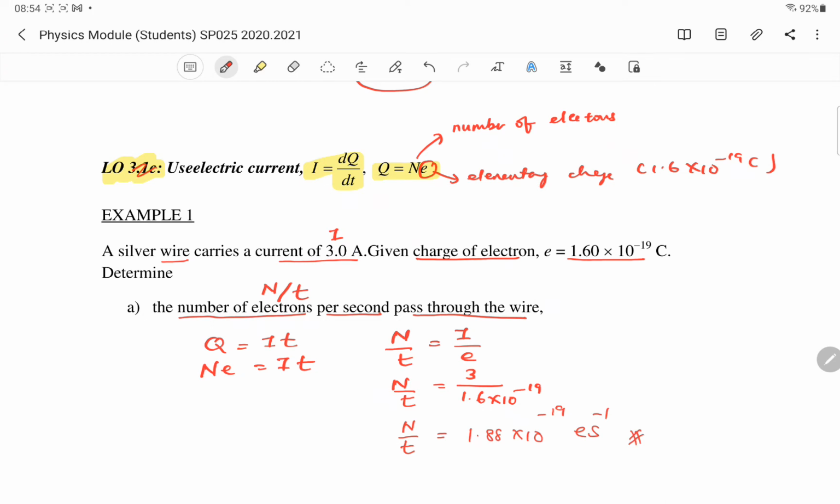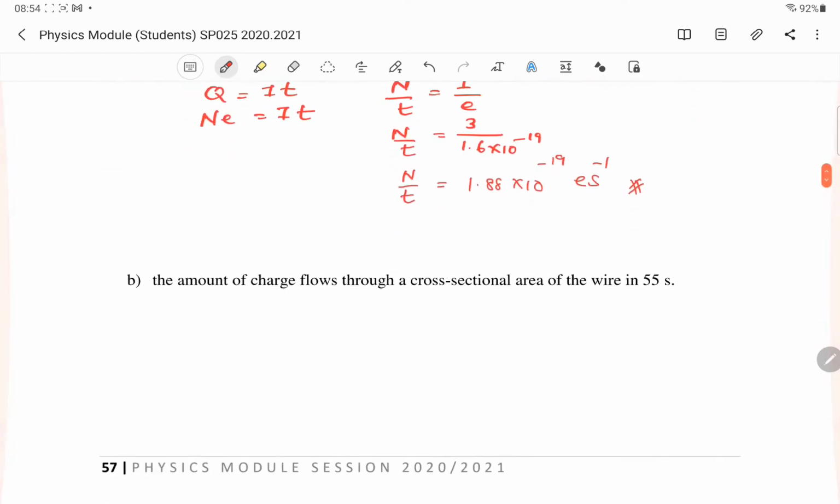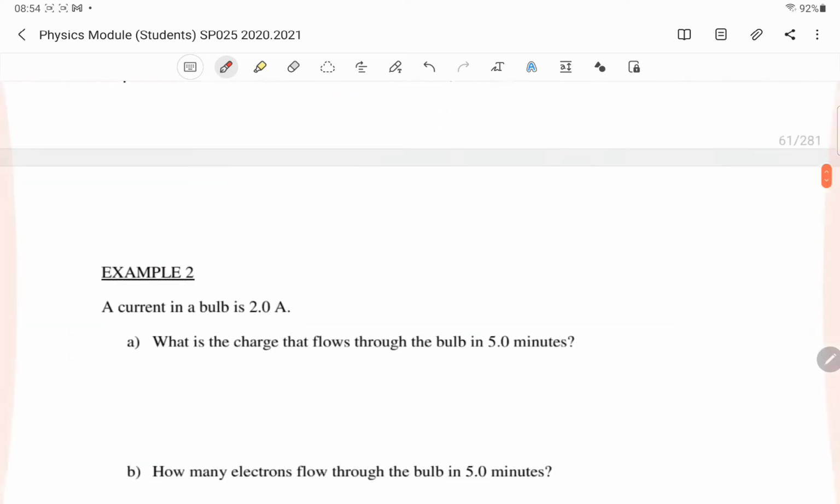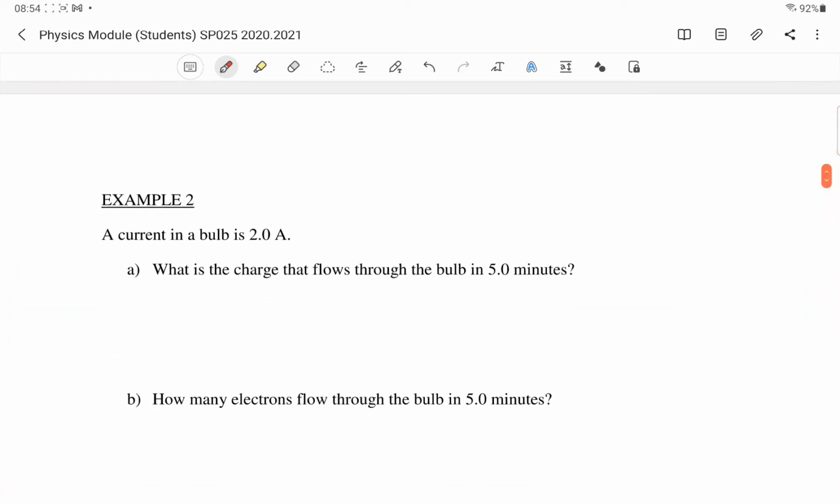Okay, electron per second. The amount of charge that flows through a cross-sectional area of the wire in 55 seconds. So the amount of charge is Q, so Q is equal to IT. Q, I is 3 and T is 55, so Q is 165 coulomb. Alright, so then for example 2, a current in a bulb is 2 ampere.